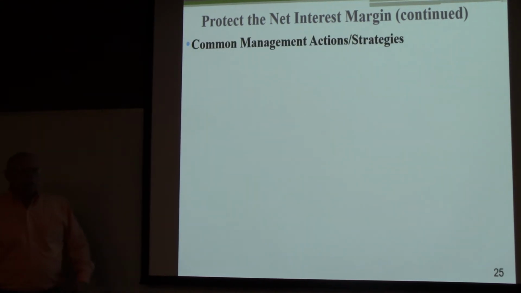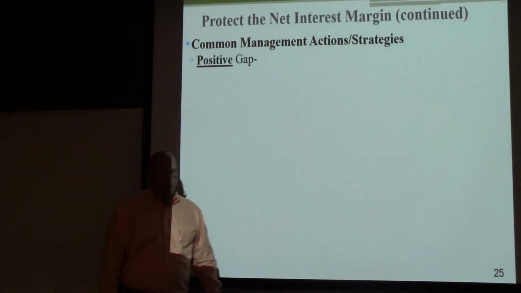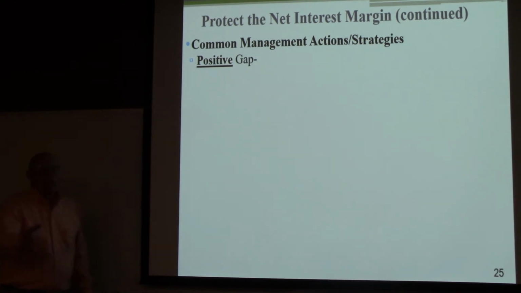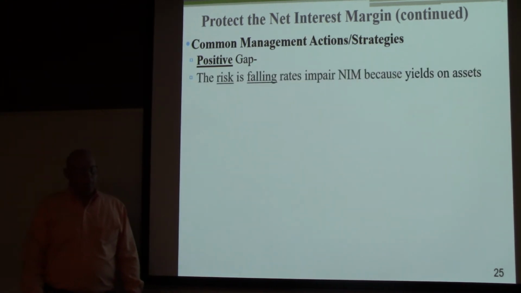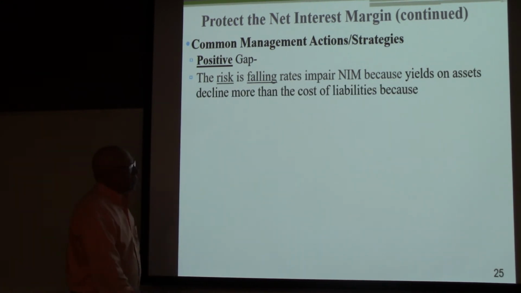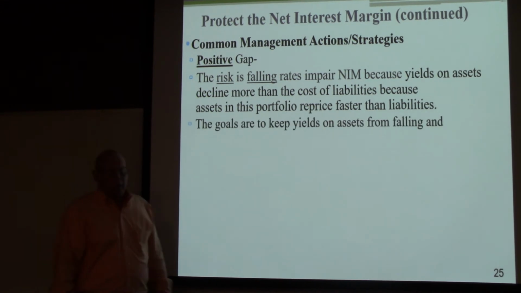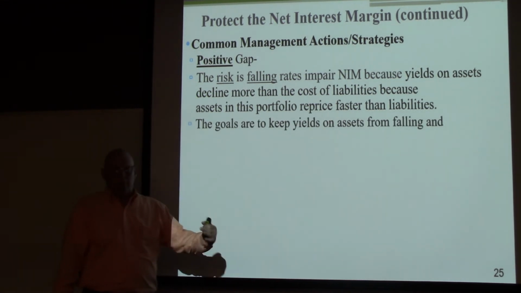All right, so let's take a look at some common actions or strategies that management will take. If you have a positive gap, which means you are asset sensitive, the risk is that rates will fall, and that will impair the net interest margin because yields on assets decline more than the cost of liabilities, because assets in this portfolio reprice faster than liabilities. That's with a positive gap. The goals are to keep yields on assets from falling.